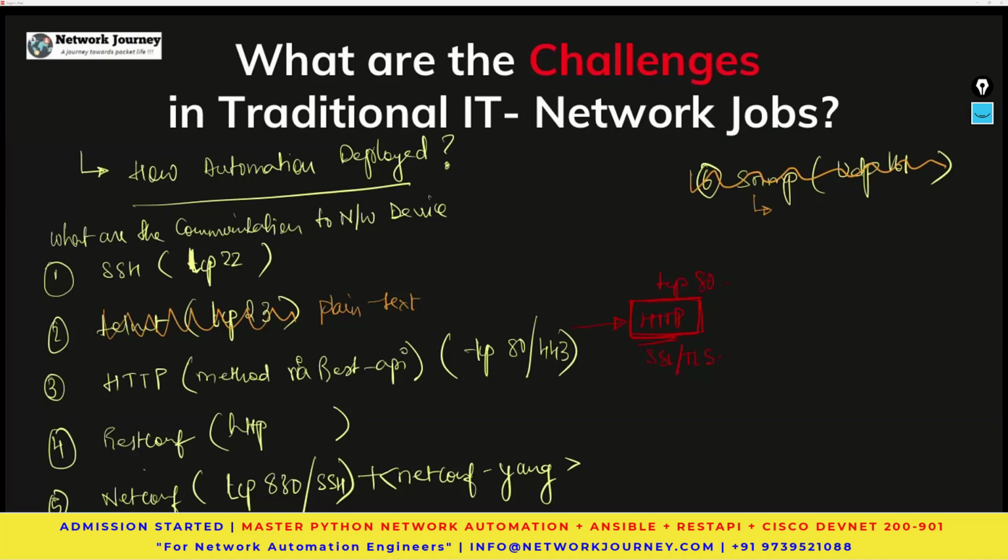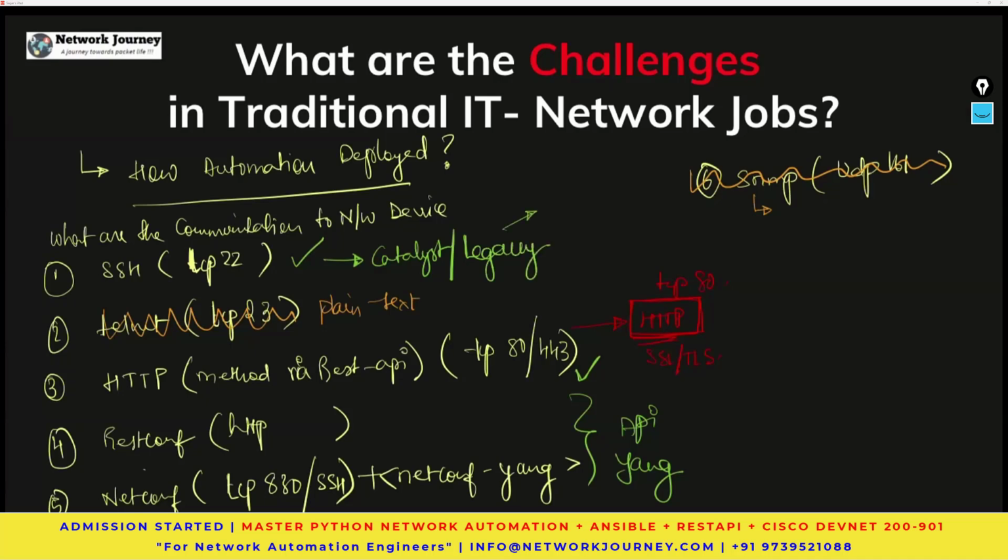Now we are left with SSH, HTTP, and the API Yang models. These are a few very actively used communication protocols. SSH is used on all the Catalyst devices, or you can also say on all the legacy devices.